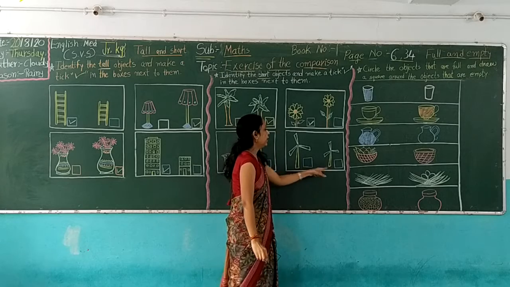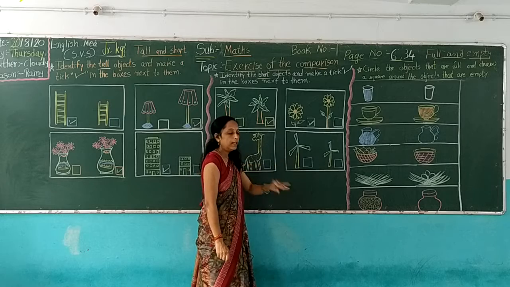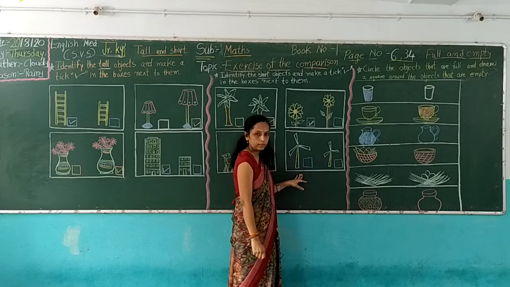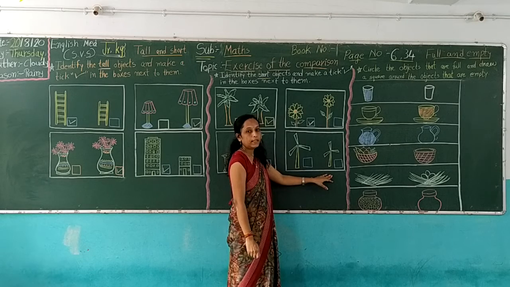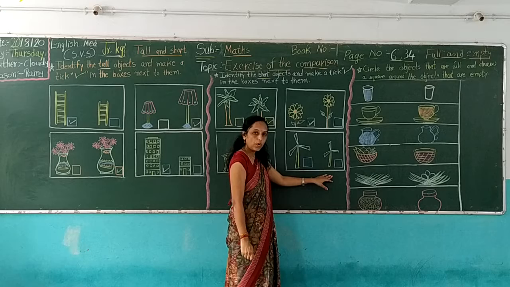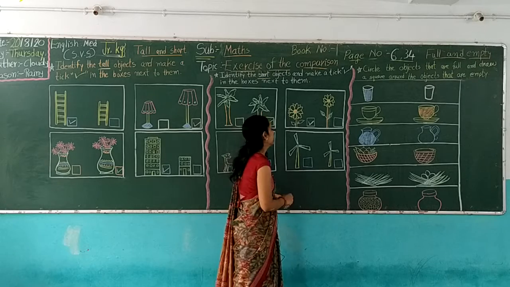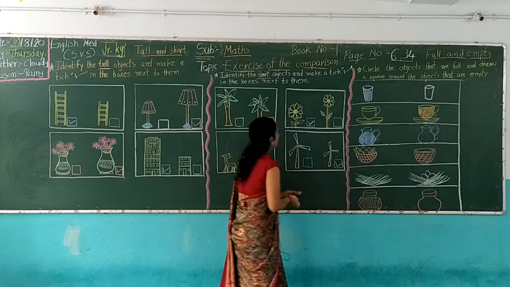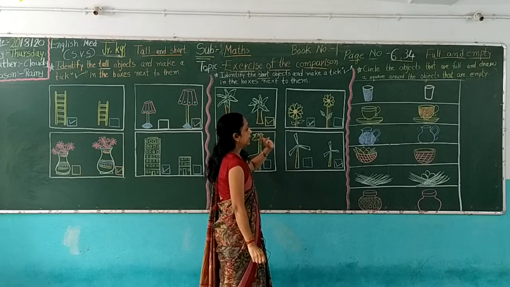Here I drawn two objects. One is tall and other one is short. Which object is short? This? No. This? Yes. This object is short. So tick the right here, short object. Tall, short. Tick short object here.